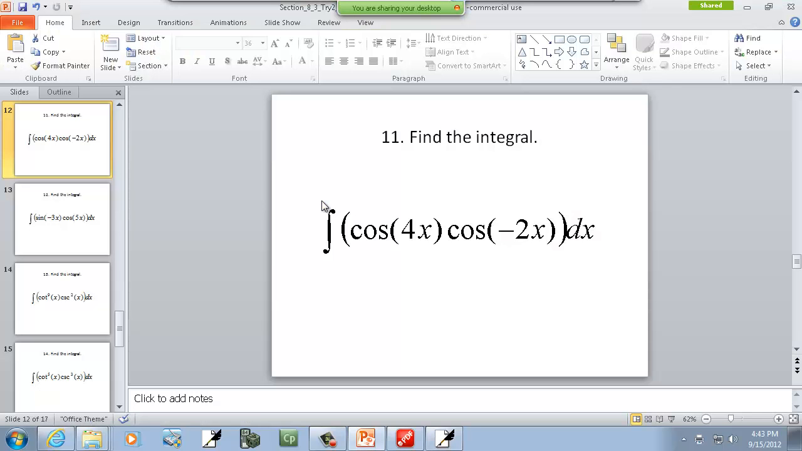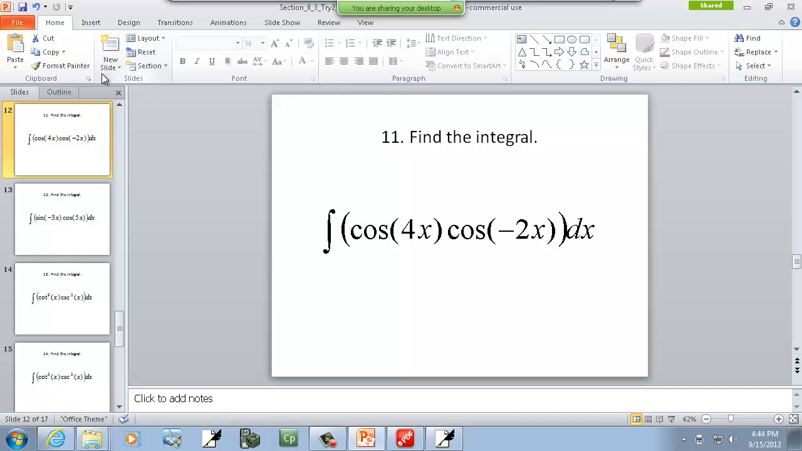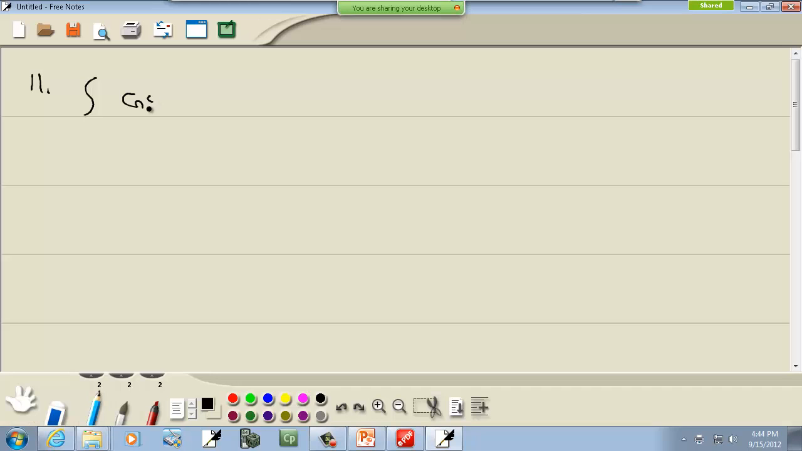Okay, so we got cosine 4x. Problem is this 11. Cosine 4x and cosine negative 2x. Try that again. Now we got a formula that'll help us with this.